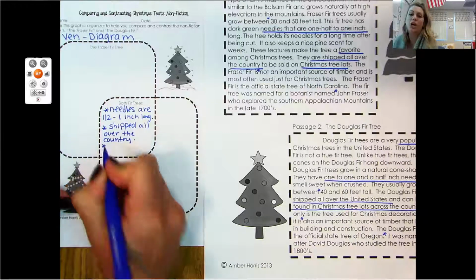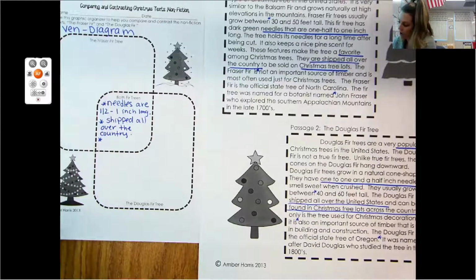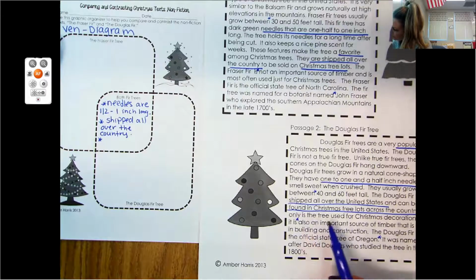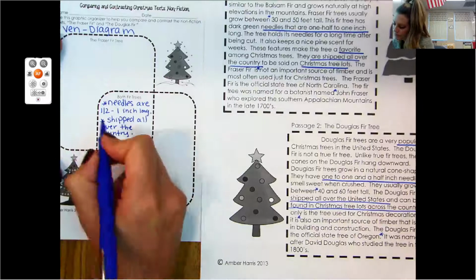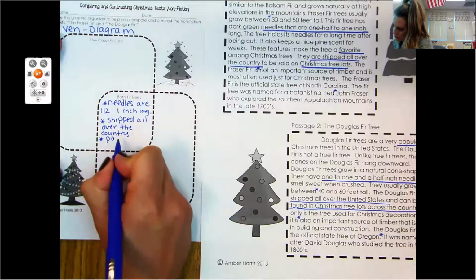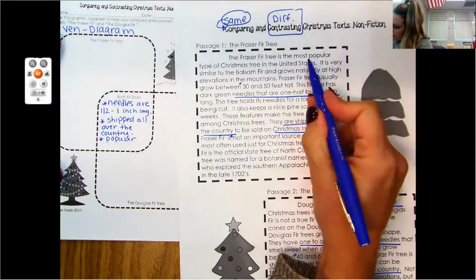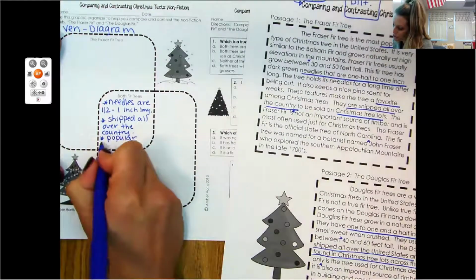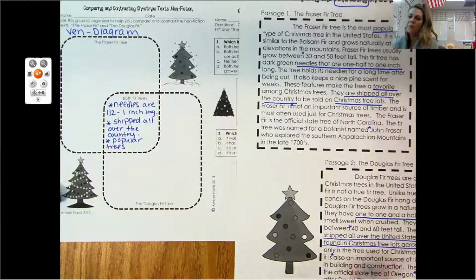So I always like to try to have at least three similarities and three differences, okay? And let's see. Shipped all over the country. How about they're both very popular trees? Popular. And look, I also found it up here too. Popular trees. All right, so we've got our three similarities, but I want to ask you one more.